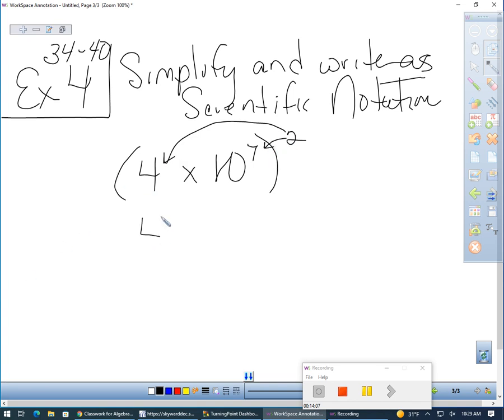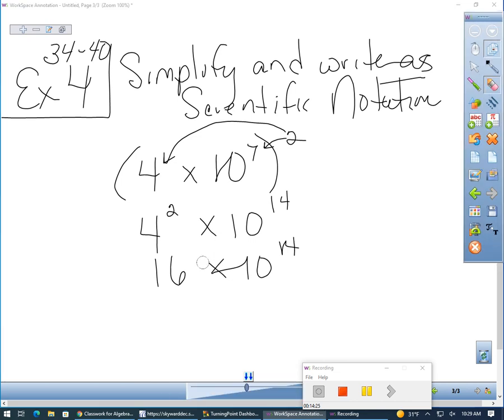So we got 4 squared times 10, and again, an exponent raised to an exponent. We multiply them, the 14th. All right. 4 squared is how much? Okay. 16 times 10 to the 14th. Tell me, Corbin, is 16 between 1 and 10? 15, yes.